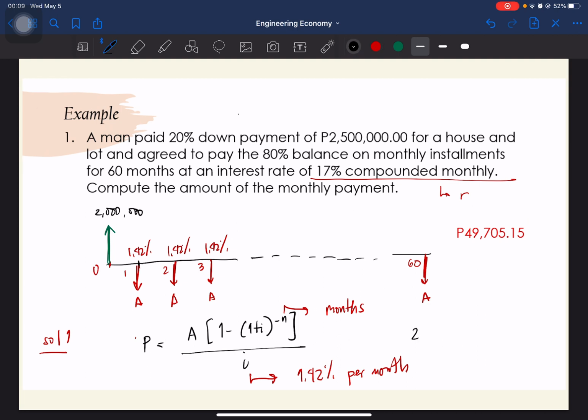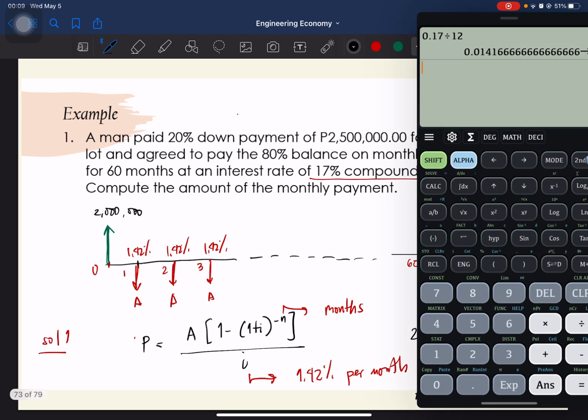So present worth na utang natin is 2 million equals A tapos 1 minus 1 plus ano yan, 0.01416 something raised to negative N. N natin is 60. Number of payments yan or number of periods. Tapos I natin is 0.01416 o 14, parang 1417 yun kasi 666 yung dulo eh. Ayan. Okay? So, the next thing to do is shift solve na lang.